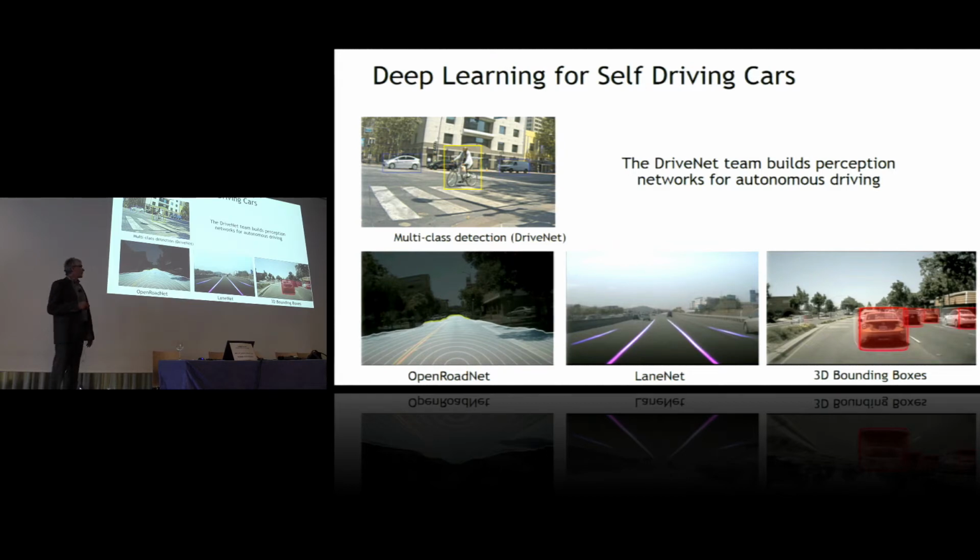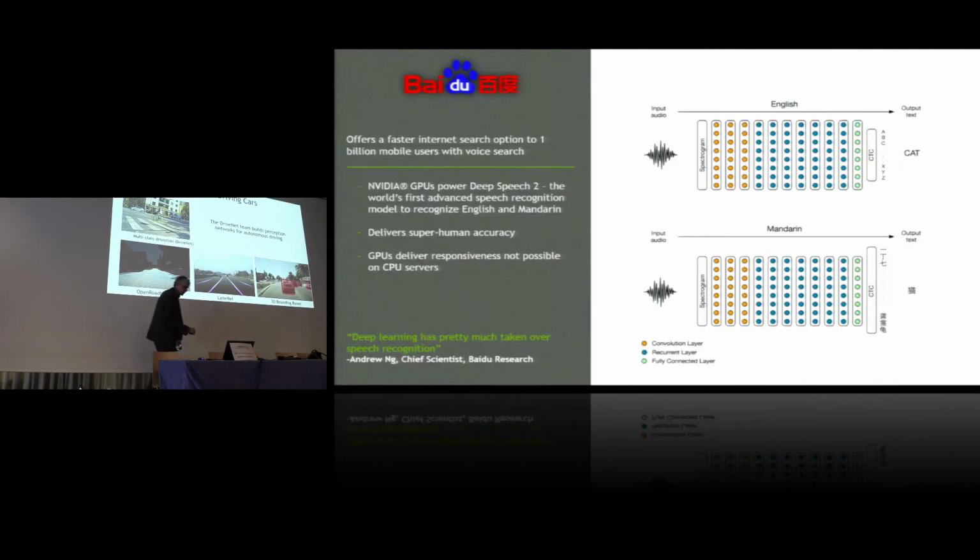Then in the car, we have a lane net detecting the lanes. And today we also have 3D bounding boxes in the car detection. With 3D bounding boxes, we get this additional depth information. So how far is the car really in front of me? And of course, we have multi-class object detection all over the picture, because when you drive a car, you must of course detect pedestrians, road signs, and all kinds of things. And so these are very well trained networks.